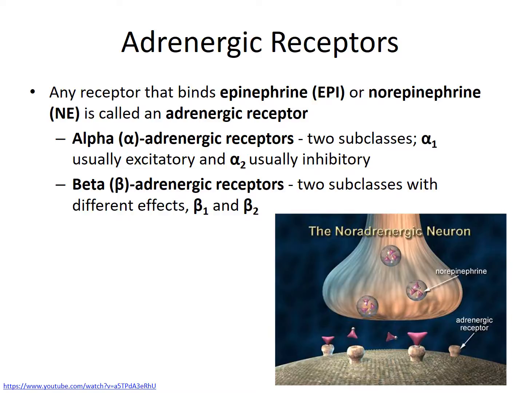Beta adrenergic receptors, we have beta 1 and beta 2 receptors, and we can have both excitatory and inhibitory effects related to both beta 1 and beta 2. So they can't be classified as being usually excitatory or usually inhibitory. It depends on the given receptor on the given cell. Can't classify them as being usually excitatory or usually inhibitory.